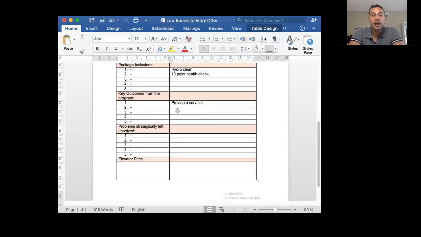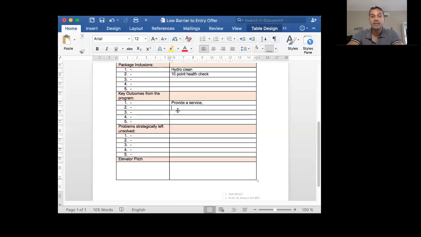Yeah, so that's the key outcomes of the program. So for me, if I was designing this again for you guys, for the tradies, I would be saying you're going to learn about the follow-up. You're going to be learning about low barrier to entry offers. You're going to be learning about client identification templates. You're going to be learning about this, this, and this, right?